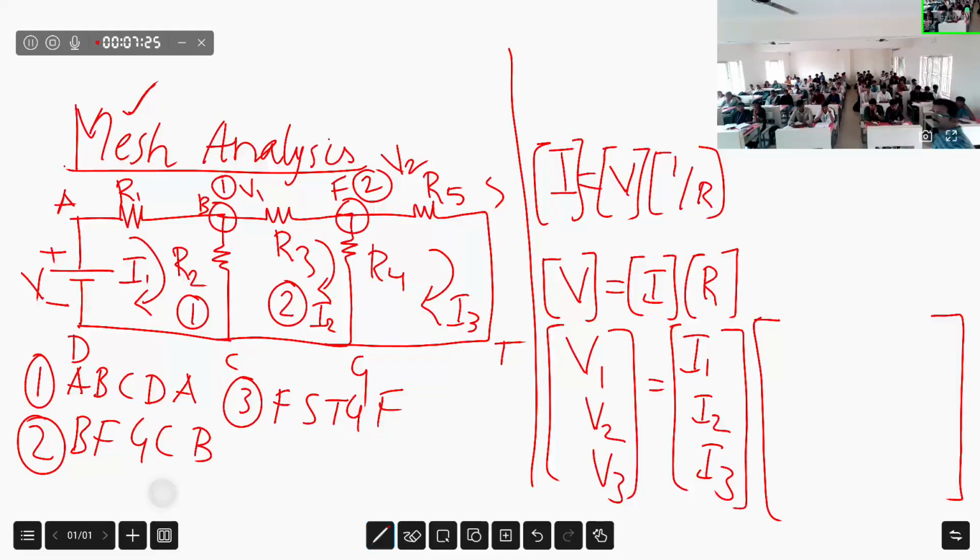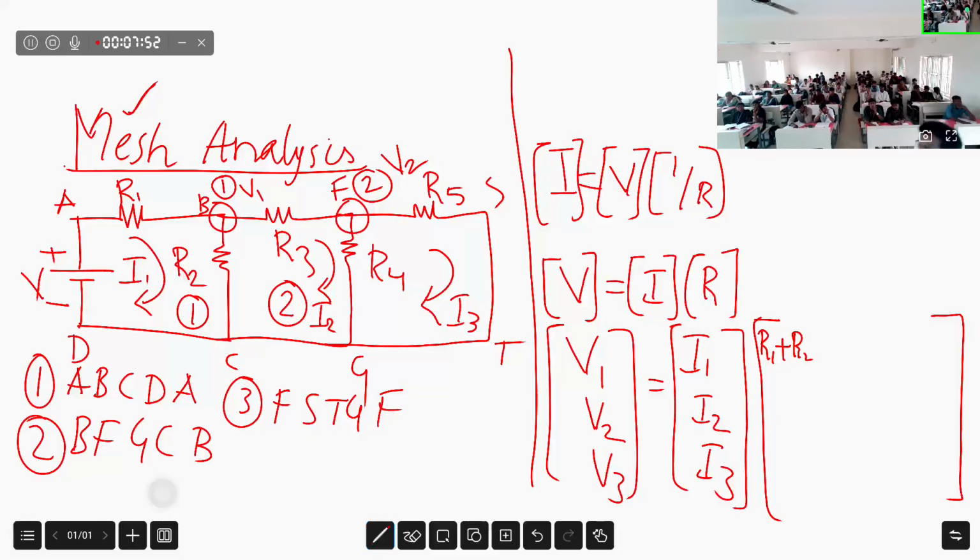Node analysisல R matrix எப்படி ஃபார்ம் பண்ணீங்க? 1 by R. ஓகேவா? So இங்க ரொம்ப சிம்பிள். ஓகேங்களா? So என்னோட mesh number 1 எங்க இருக்கு? So this first closed path. ஓகேங்களா? So first closed pathல இருக்கிற எல்லா resistance value add பண்ணுங்க அவ்வளவுதான். For example, R1, R2. அப்ப எனக்கு first element என்ன வரும்?